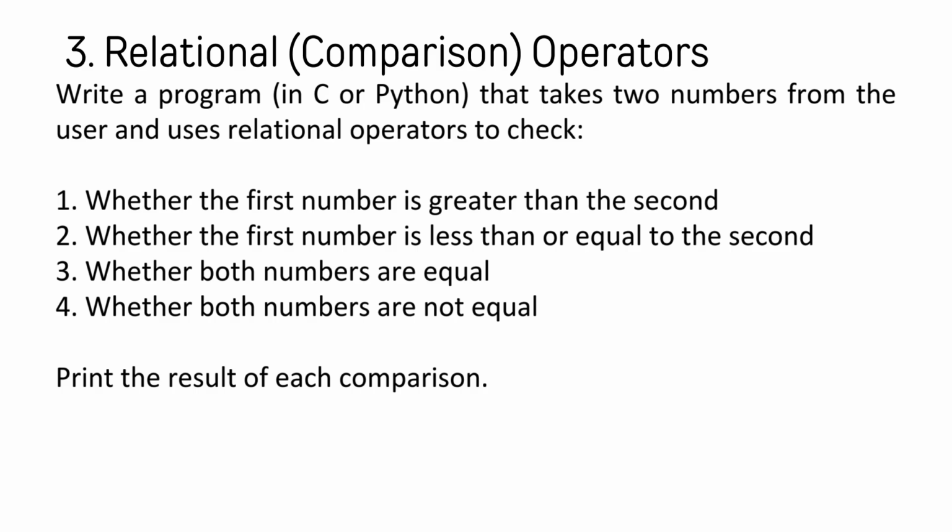After that, it will check whether both numbers are equal. And finally, it will check whether both numbers are not equal. For each of these comparisons, the program will print the result as true or false. This small program helps us understand how relational operators work in real decision making situations. Try running this program with different values and notice how the result changes based on the numbers you enter.